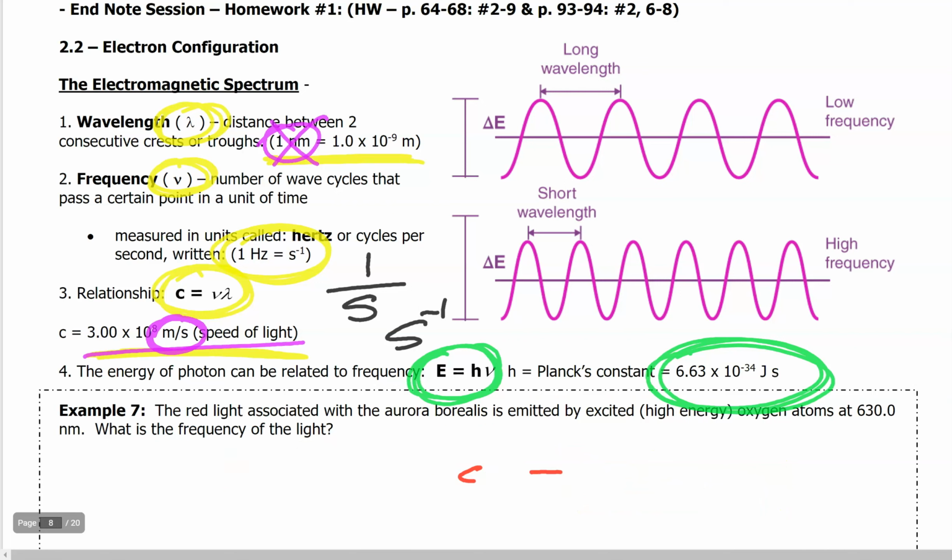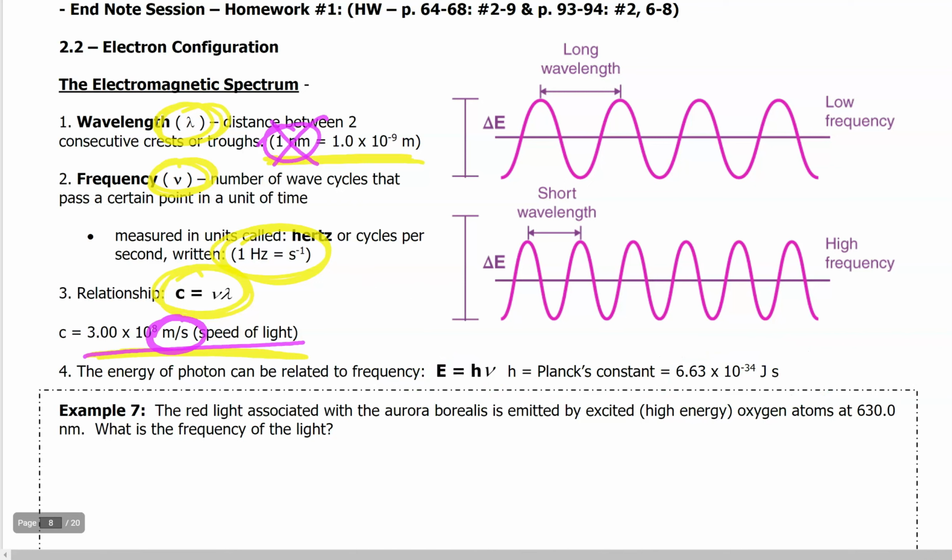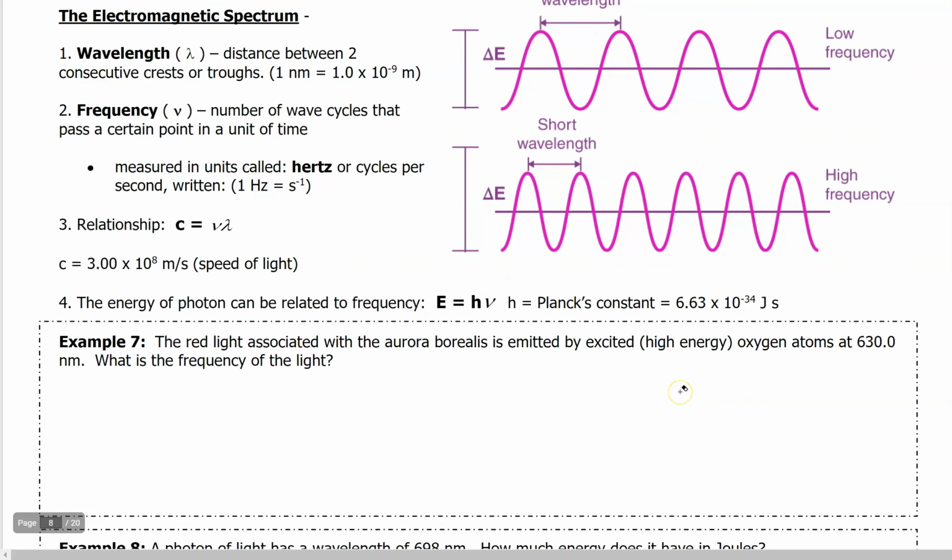Now, these problems are really easy because you're just plugging a value into your calculator and it spits a number out. So not particularly difficult. This one says that we have the red light from the aurora borealis, and they said that it is emitted by high energy or excited electrons. Excited means electrons are not in their normal energy levels, but we'll get to that later. And that they're at 630 nanometers. What is the frequency? So the nanometers are going to be a problem. Why is that a problem?